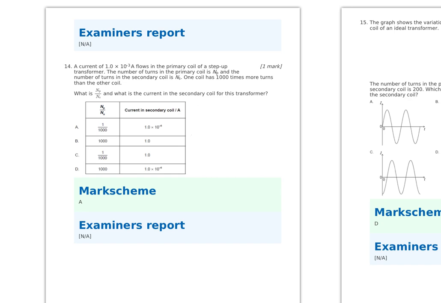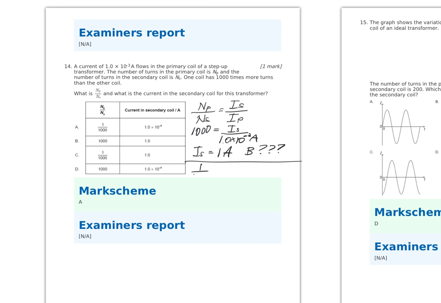Obviously, the mark scheme says the answer is A. The answer is A, but I'm going to get into why. Let's consider the alternative that if the ratio of primary to secondary is 1 over 1,000, and I put in 1 milliamp for the primary current, that gets me a secondary current of a microamp, 1.0 times 10 to the negative 6 amps. So in that case, the answer is A.